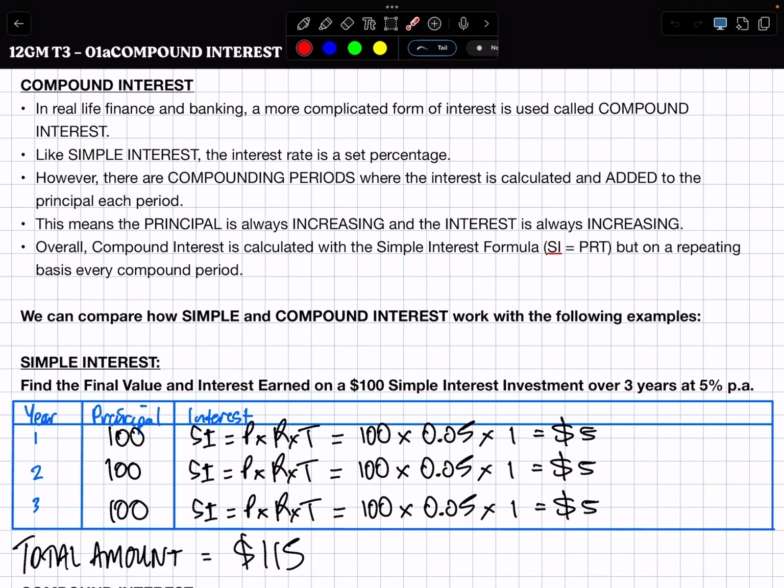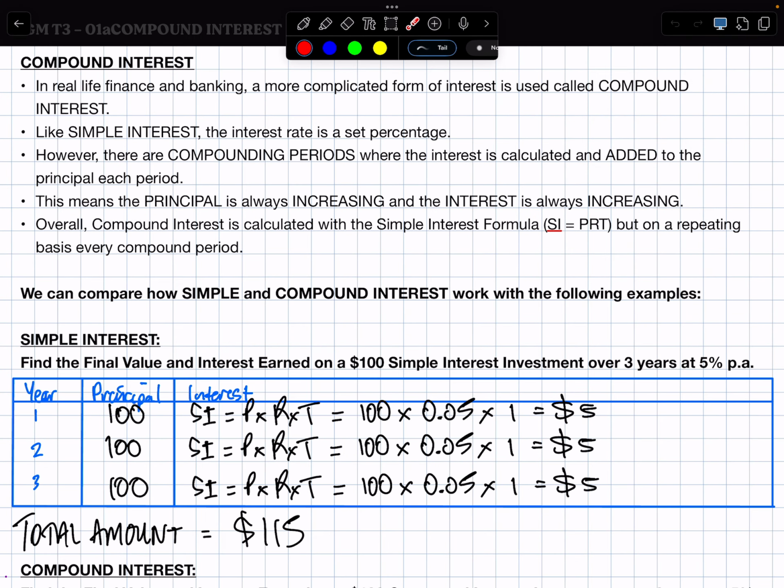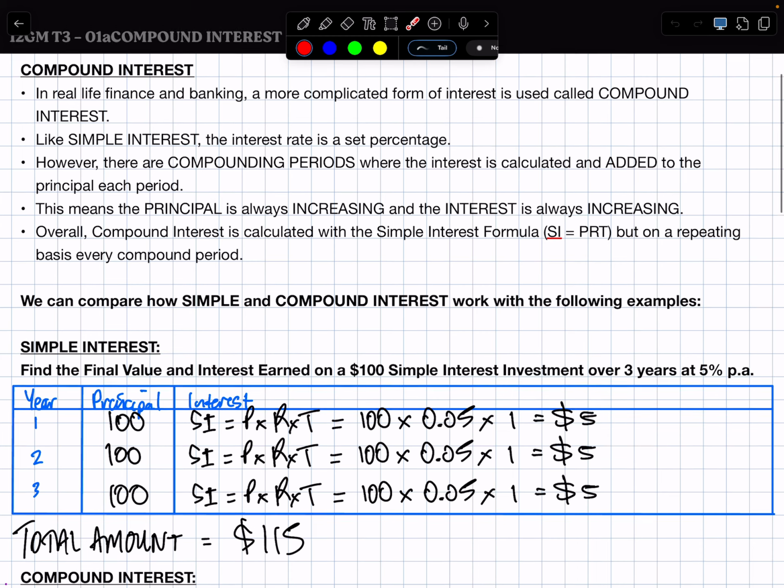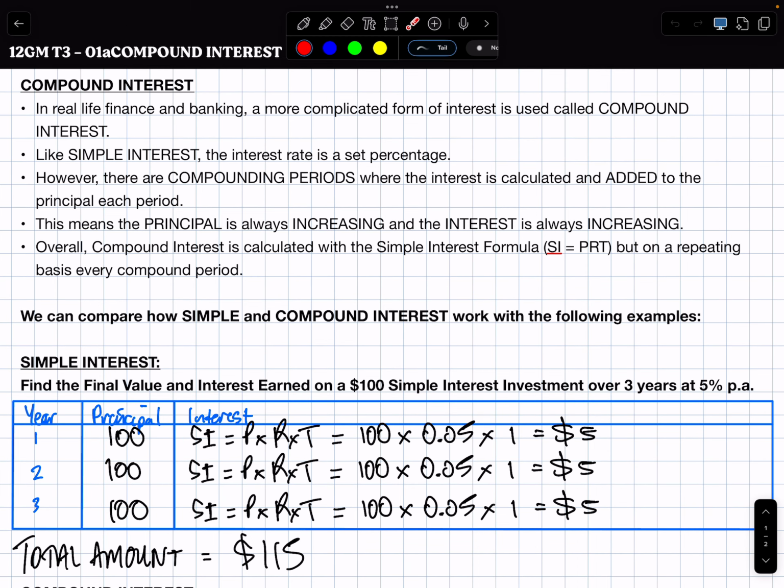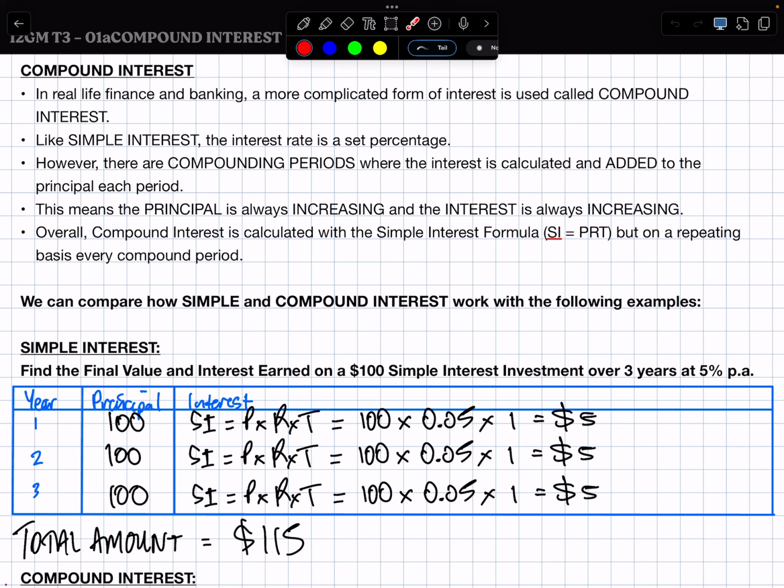First part of this lesson, you don't actually have to do this maths, but you need to be aware of how compound interest is different to simple interest. So if you look on the board, in real life finance and banking, the more complicated form of interest, compound interest, is used. Simple interest is rarely used. Like simple interest, the interest rate is a set percentage, but the difference is there's compounding periods where the interest is calculated and you add it on to the principal.